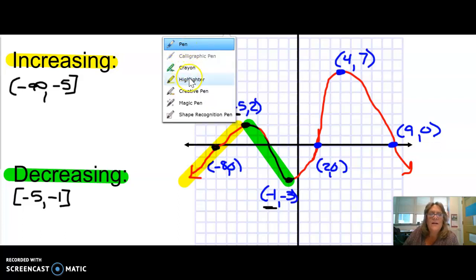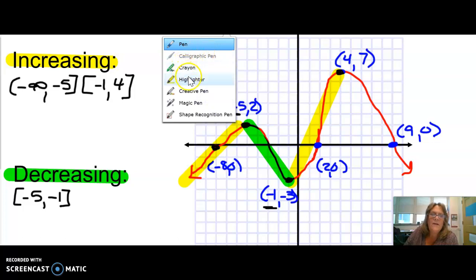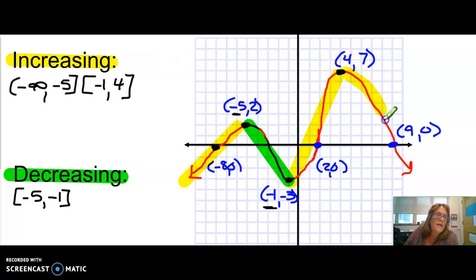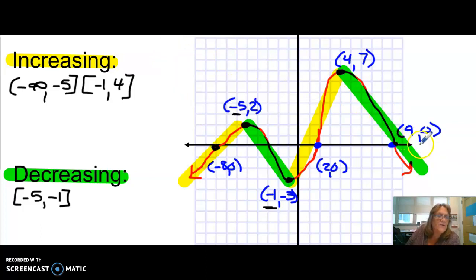Now, once it gets to that -1, it turns and goes back up, and it's going to increase until it gets to +4. So it goes from -1 to +4. Then looking at my graph again, once it gets to +4, it's going to go downward. It's going to keep going in that downward motion, that negative slope, from 4 to positive infinity.